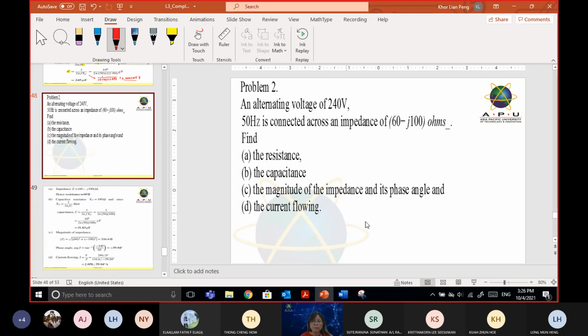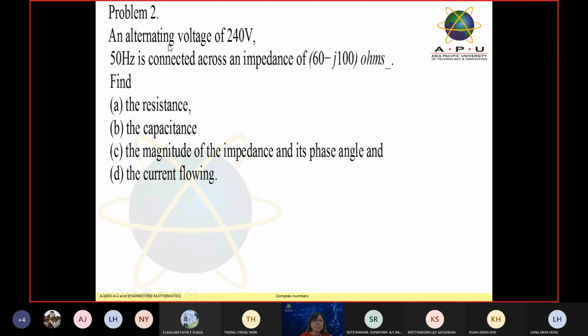So the second problem is about an alternating voltage of 240 volts, 50 Hz, connected across an impedance of 60 minus j100. So this is the impedance given, and you are asked to find the resistance, the capacitance, the magnitude of the impedance and its phase angle, and also the current flowing. So these are the 4 requirements of the question.